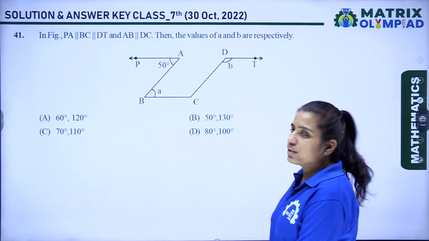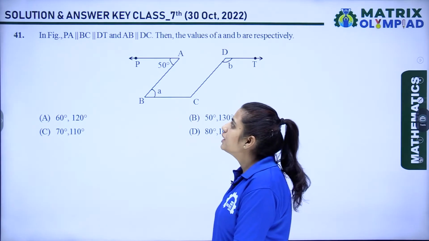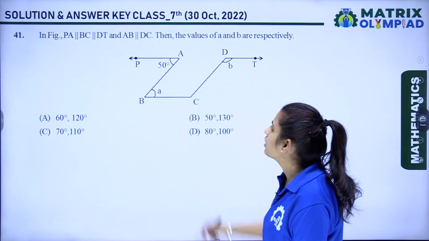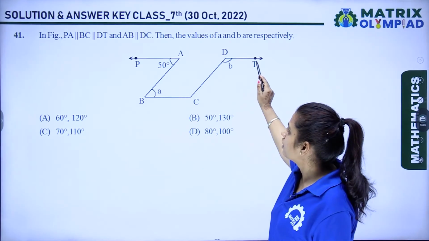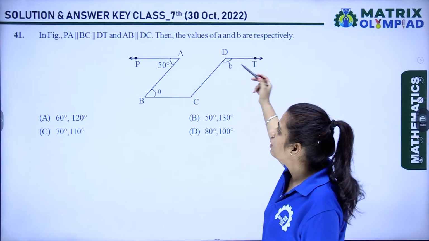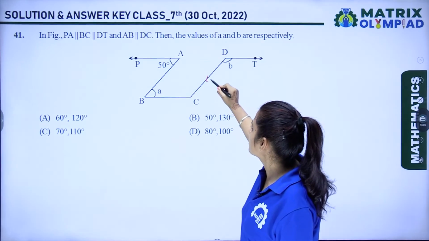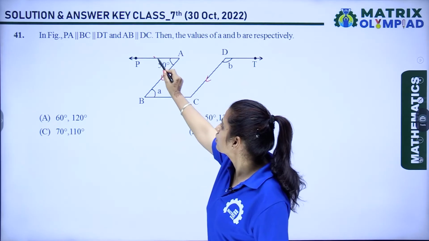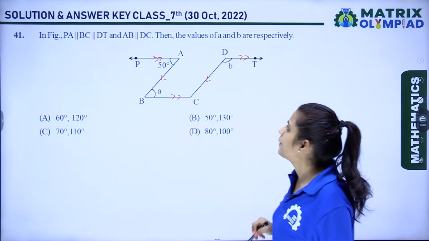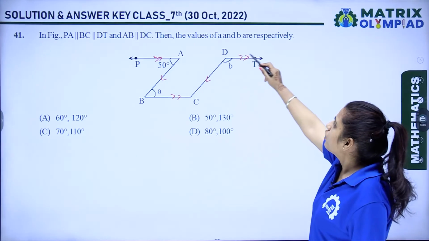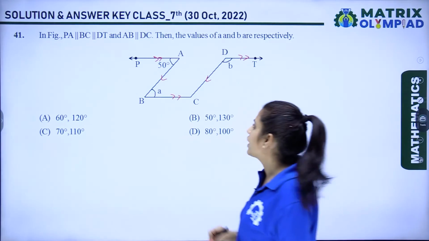Now the next question is 41. In the figure, PA is parallel to BC, which is parallel to DT. These three lines are parallel, and AB is parallel to BC. Then the values of A and B are respectively. We have to find out the value of A and B.